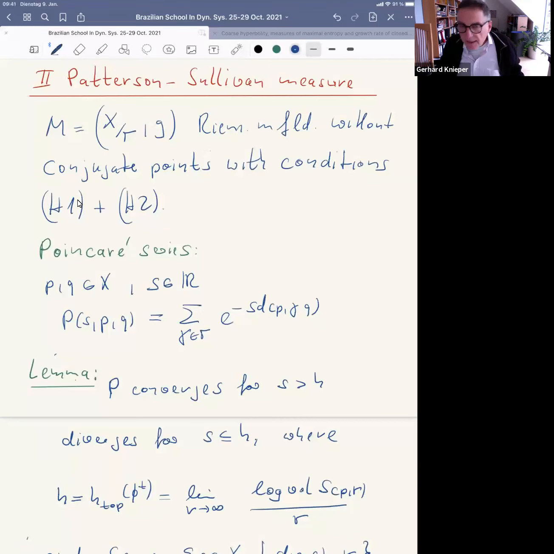H1 is simply the existence of a background metric of negative curvature. So I assume that my manifold carries a second metric, which has negative curvature. H2 is a kind of divergence property: if you take geodesic rays starting at the same initial point on the universal covering, equipped with the lifted metric, then the two geodesics diverge. Of course, in non-positive curvature, which implies no conjugate points, this is automatically satisfied. But in general, it's not known if condition H2 is actually satisfied.